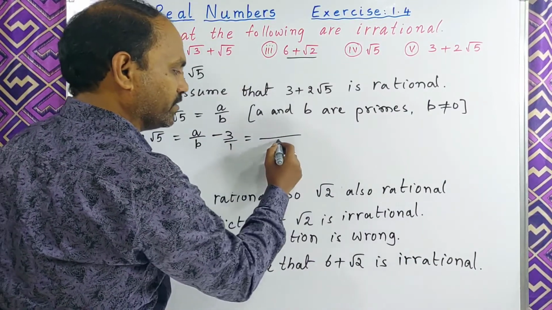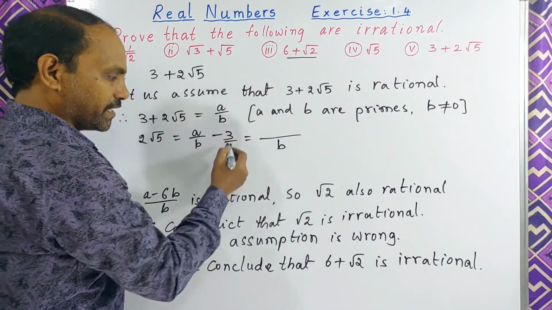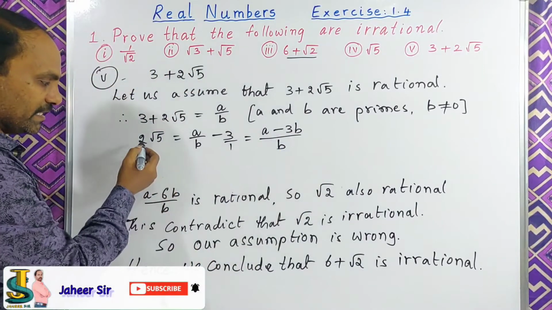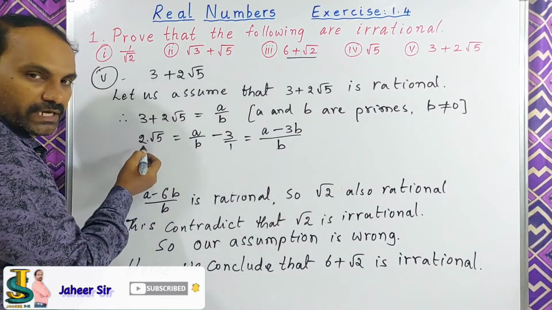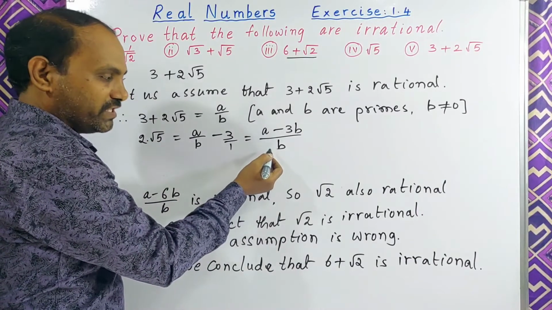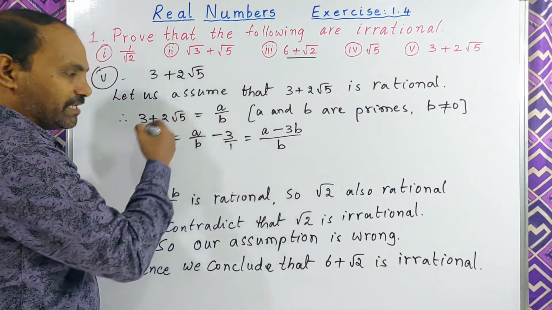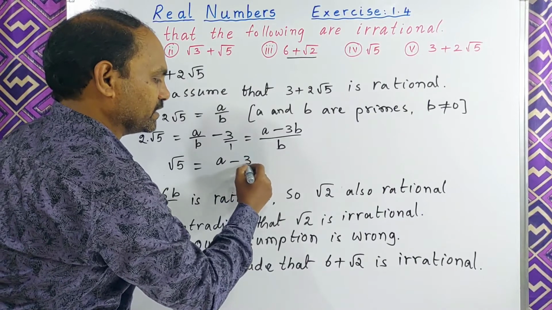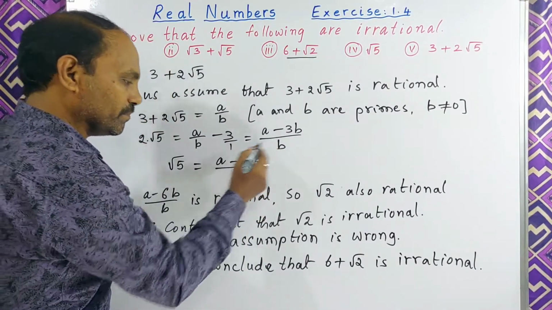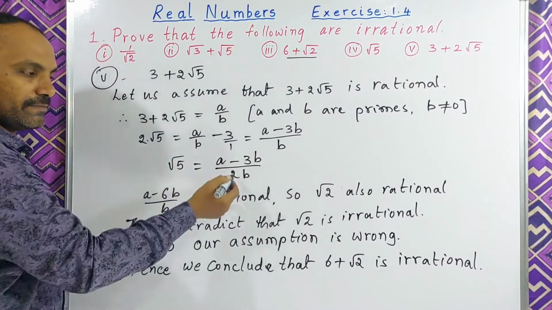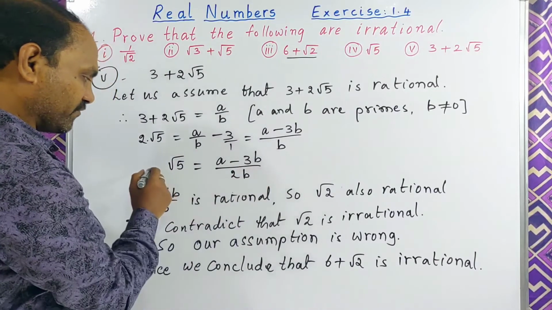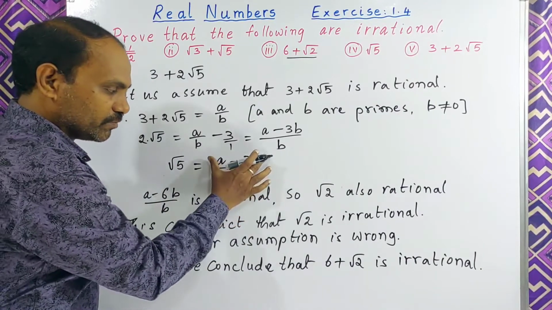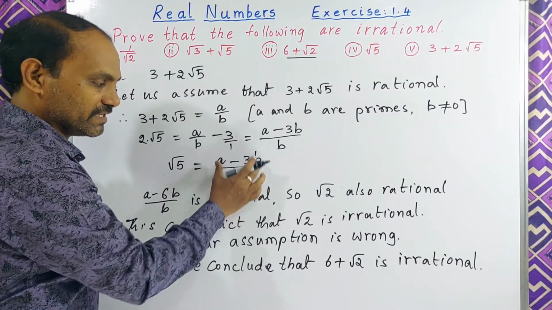2 root 5 is equal to a by b minus 3. Plus 3 becomes minus 3 by 1. And then what is the LCM? b here, b once is b, and cross multiplication: a minus 3 into b. And then send this 2 to that side. Multiplication becomes into the denominator. Why? Because by transposition multiplication becomes division. So root 5 is equal to a minus 3b by 2b. This 2 becomes the denominator. Now this is numerator by denominator, which means this one is a rational number.